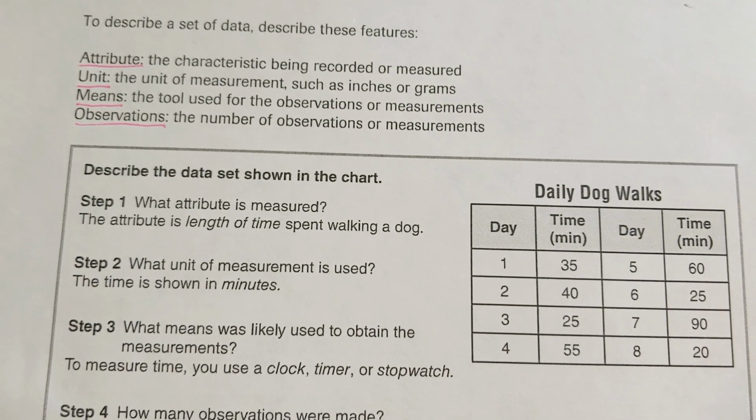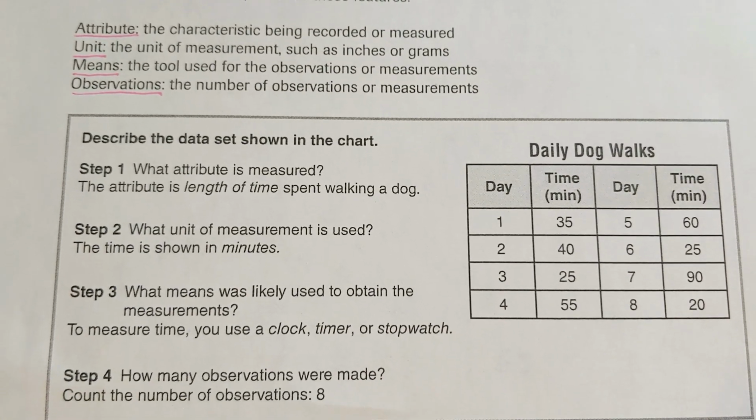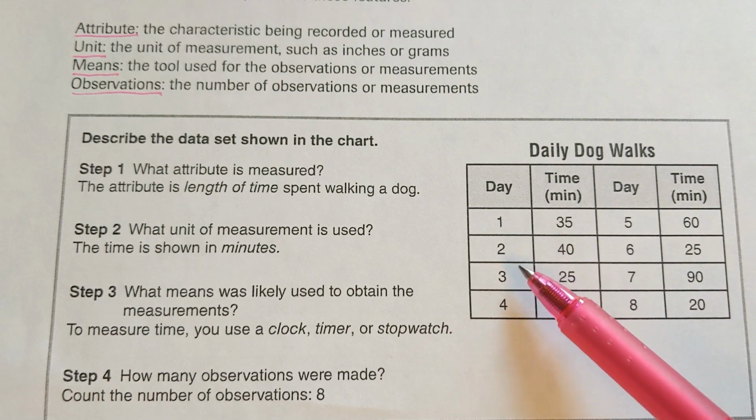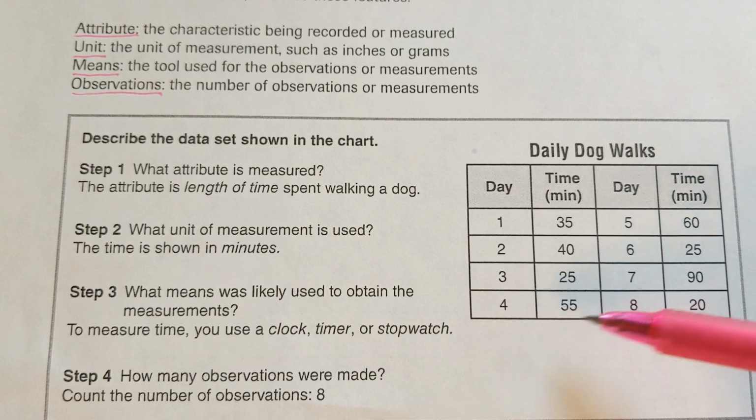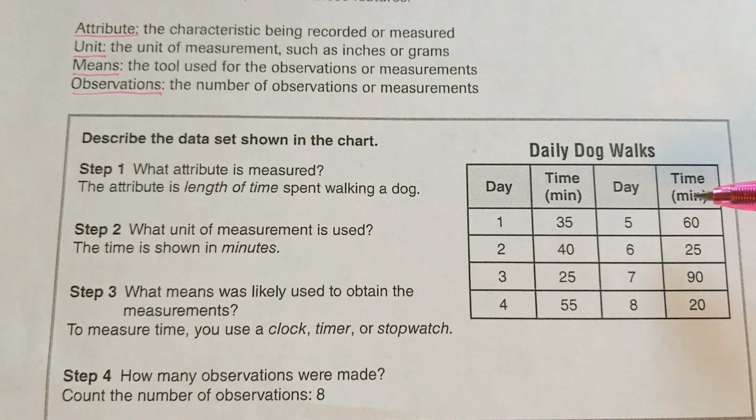Looks like it's kind of cut off, but it's not. Okay, so we're just describing the data. Describe the data set shown in the chart. Step 1, what attribute is measured? So if I look over here, what is being measured? Well, here's date 1, 2, 3, 4, 5, 6. So those are the days. That's probably going to be my number of times that I measured something.